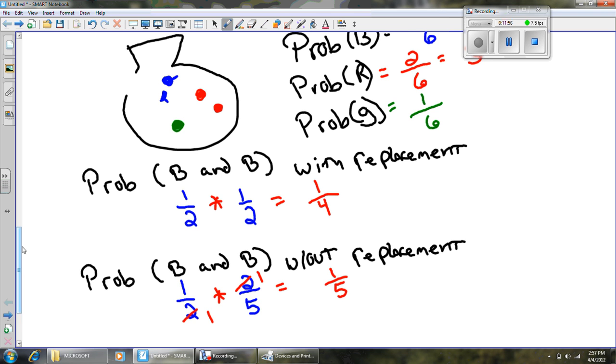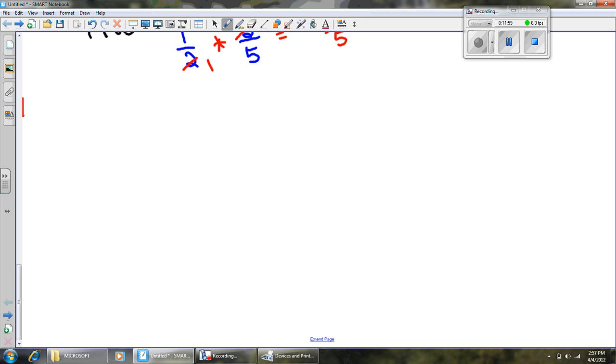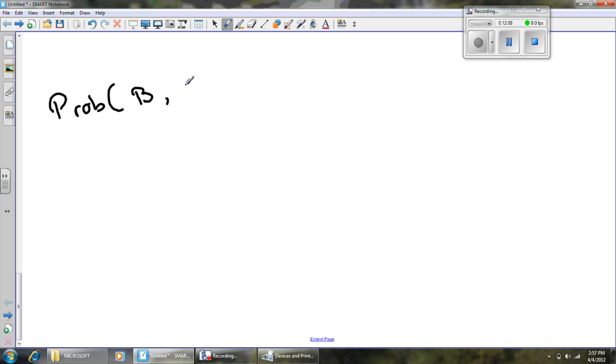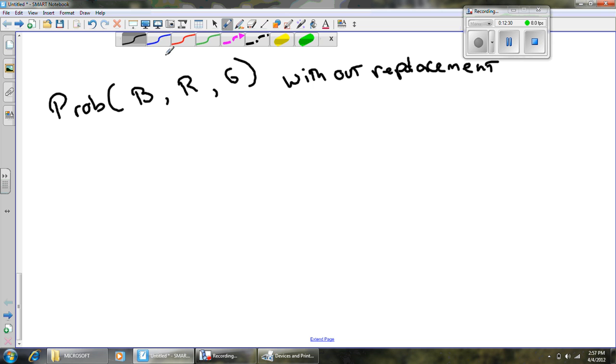All right, let's try another one. Same scenario. We've got the 3, 2, and the 1. This time, let's do the probability of getting a blue, red, and a green in that order, and we'll say without replacement. Okay, well, once again, the probability of getting a blue is 1/2, 3 out of 6. But now, one marble is missing. So there's only 5 left in the bag.